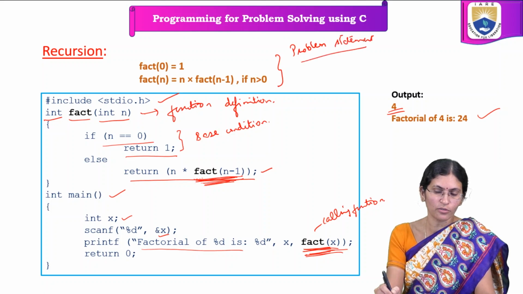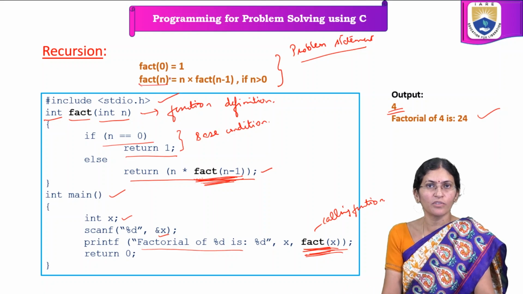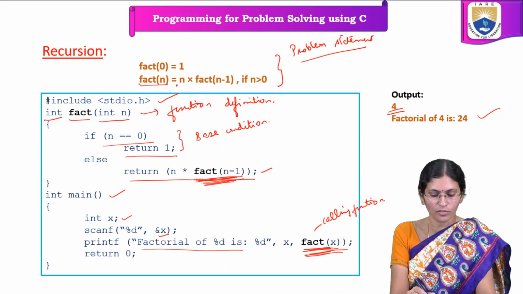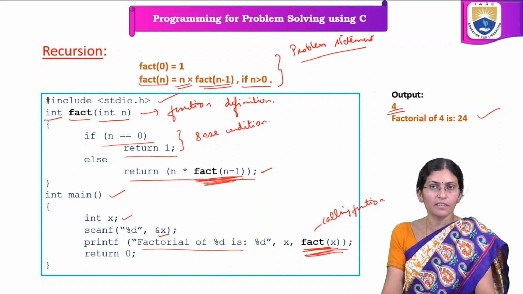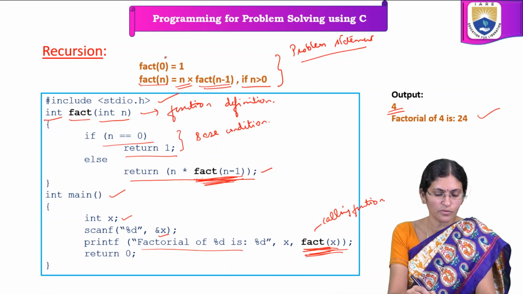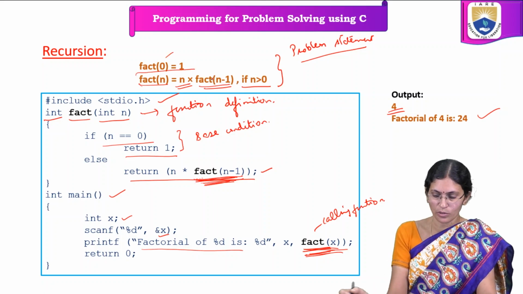So this problem, factorial of a given number, can be written in terms of the function fact of n. Fact of n is equal to n into fact of n minus 1, which will call itself again for values of n greater than 0. If n is equal to 0, there we specify the base condition: fact of 0 is equal to 1.